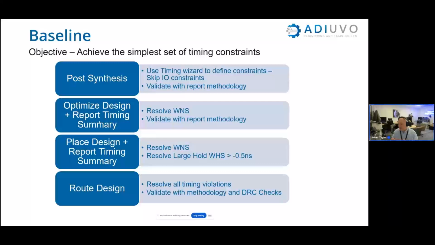And then once we get to the route design, we'll let the route design run, because the router should be able to address some of the hold time violations that are less than 0.5 of a nanosecond. So hopefully, in my example, you're going to see all this. And by the time we get to the end of the routing, we've got a timed design that gives us a baseline timing closure.